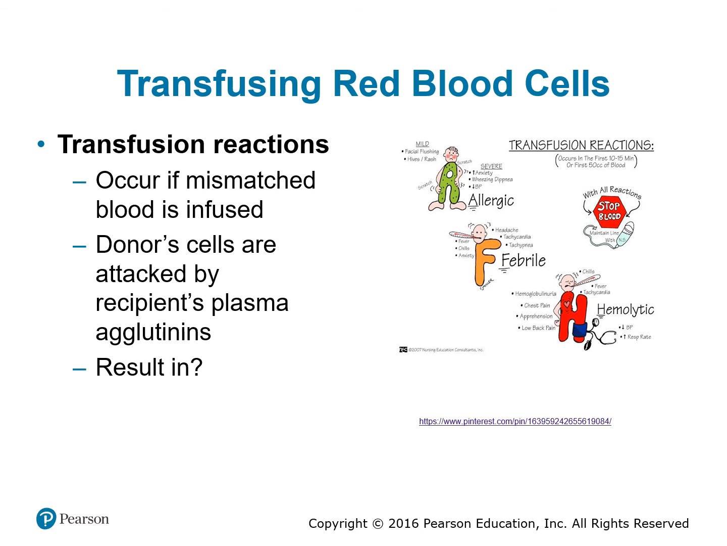The donor cells are essentially attacked by the recipient's plasma agglutinins, and this causes agglutination and clogging of the small vessels in the recipient. It can also lead to rupture and release of hemoglobin into the bloodstream, which could in turn result in diminished oxygen carrying capability and capacity, and decreased blood flow beyond the blocked vessel. It could cause hemoglobin in the kidney tubules to accumulate, which can lead to renal failure and ultimately death if not treated.